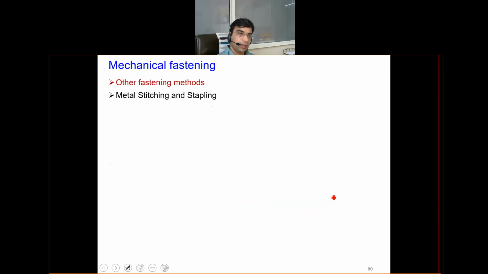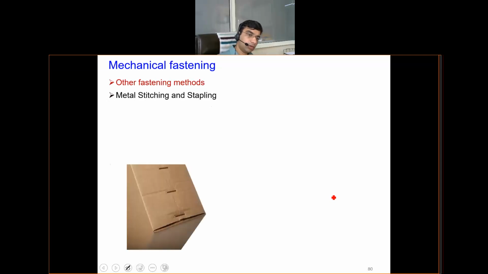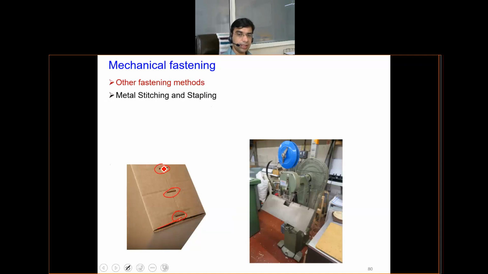Beyond mechanical fastening, we have certain other processes like metal stitching and stapling. All the corrugated cardboard boxes that you receive, say if you order through Amazon or other places, may be created using this metal stapling. Staples are provided, or sometimes stitches are provided. This machine is used to provide these stitches on the sheet, but these are limited only to very thin sheets or these types of cardboard boxes.